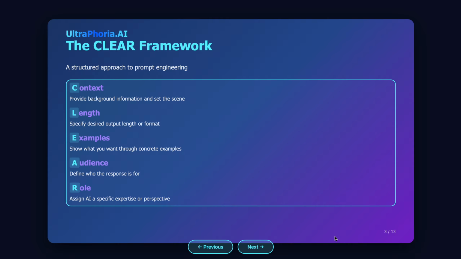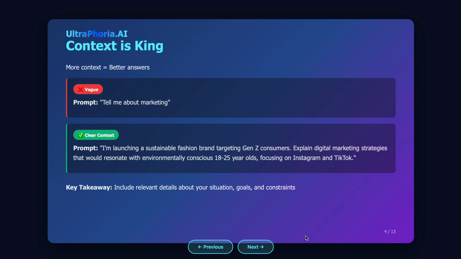Audience. Define who the response is for. This is crucial. Because your response is different if you just imagine a real life situation. How you speak to a child is very different from how you speak to a lawyer, okay, or a judge. So that's why you need to define in your prompt who the response is for. And the fifth part is a role. Assign AI a specific expertise or perspective. Let's dive in. So context, first one.